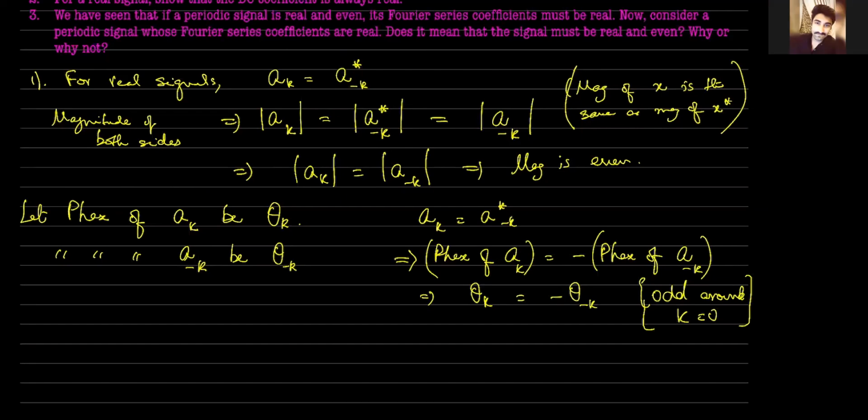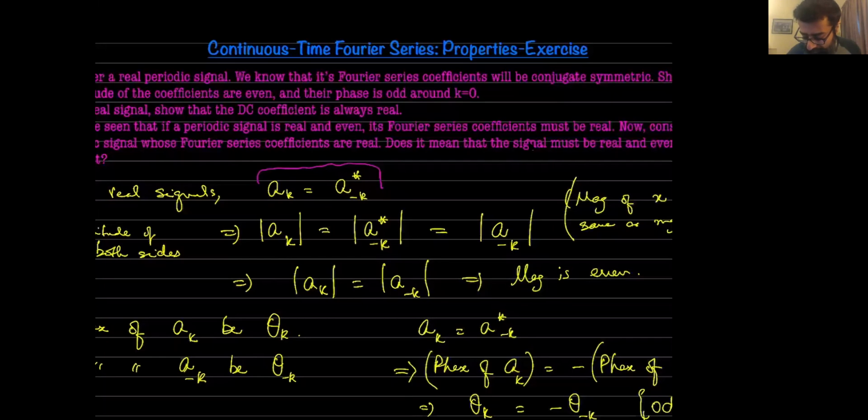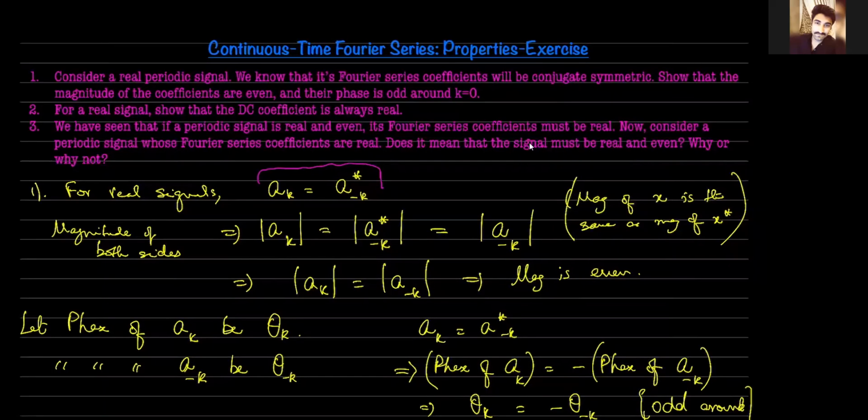Sir, in the statement that the magnitude is even, does it refer to the value of the magnitude being even, or is it symmetric about the origin? It's symmetric around the origin. When I say the magnitude is even, it does not refer to the value of the magnitude. No, of course not. When I say it is even, it is an even signal, with K as the independent variable.